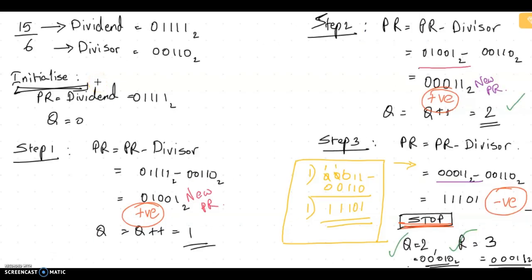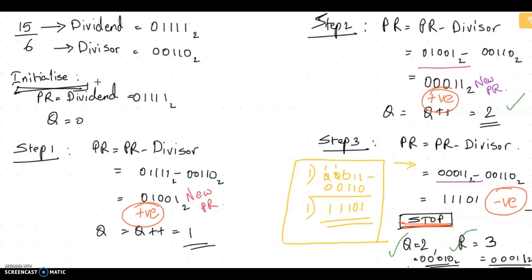Let us see a case where you get the partial remainder as negative. Suppose you do 15 divided by 6 just like we did earlier, 5-bit representation, dividend, divisor, initialize, and you get the partial remainder here. This is positive because the first bit is 0. Increment Q, you got 1. Next, once again you are doing PR equal to PR minus divisor. You get the result here and you see that it is positive. This is your new PR. Therefore, you can increment the value of Q.